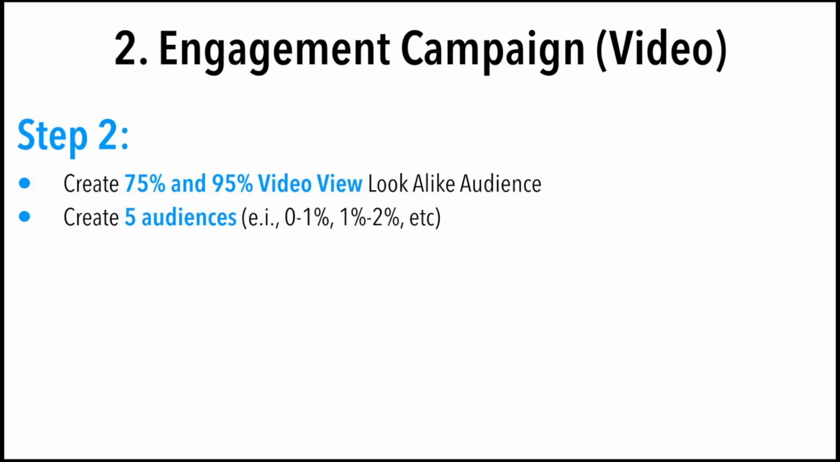So we're going to create 5 audiences, and it's going to be 0 to 1%, 1 to 2%, 3 to 4%, 4 to 5%, 5 to 8%. All right, and you can make those however you want, but basically that's what I like to do because, like I said before, Facebook is kind of bro science. We don't actually know what's going on in the back end, and sometimes it's not logical.